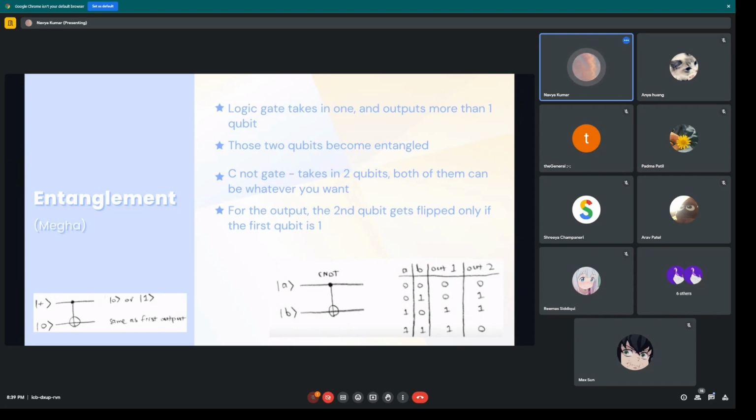The CNOT gate takes in two qubits. The first qubit can be whatever you want, and the second qubit can also be whatever you want. Then for the output, the second qubit gets flipped only if the first qubit is 1.